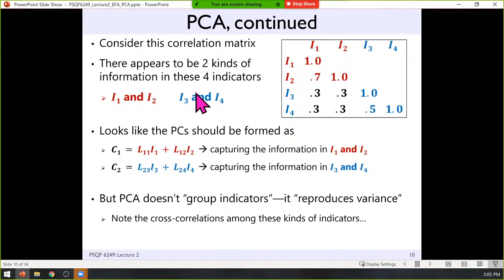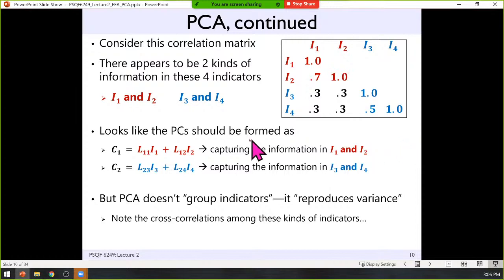So let's say that we have data that look like this. We have 4 indicators. They have a correlation matrix that indicates that there's probably 2 things going on here, because items 1 and 2 are more related and items 3 and 4 are more related. So it's not that whatever's being measured by 1 and 2 has nothing to do with whatever's measured by 3 and 4, because they do have these cross correlations, but it looks like there's 2 things. So based on this visual pattern, you might anticipate that a component analysis would look something like this, where I've got one component for the red items, and I've got another component for the blue items.